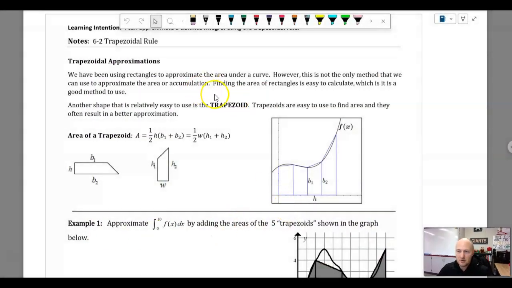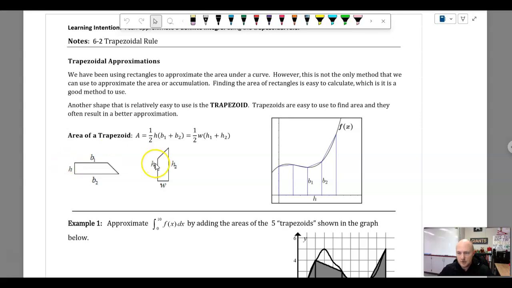We've been using rectangles to approximate the area under a curve. However, this is not the only method that we can use to approximate the area or accumulation. Finding the area of rectangles is very easy to calculate, which is a good method to use. However, sometimes it leads, again, to significant over or under estimations. Another shape that's relatively easy to use, that's a better approximation, is a trapezoid. They're easy to find the area of, and they often result in a better approximation.